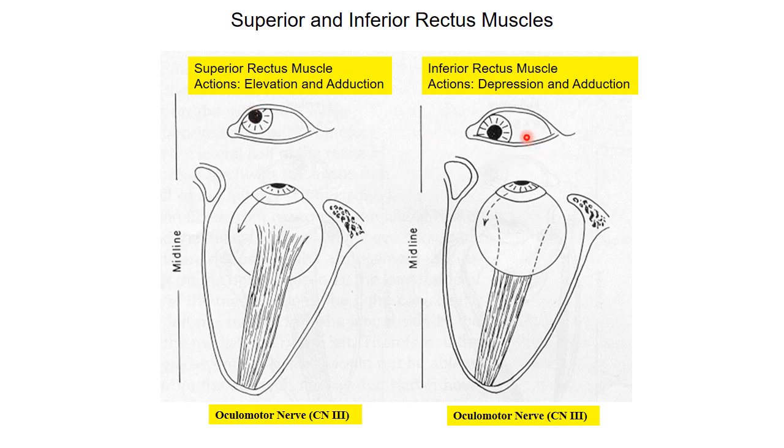The inferior rectus does adduction and depression. It's going to move the eyeball down to this position. So we can see the inferior rectus ghosted in because it's underneath the eyeball. Both muscles are supplied by cranial nerve 3. They're both supplied by the oculomotor nerve.